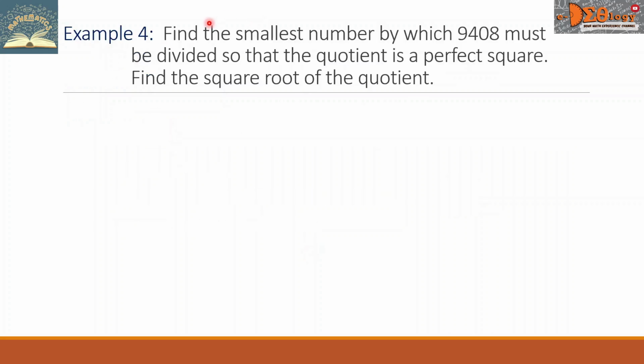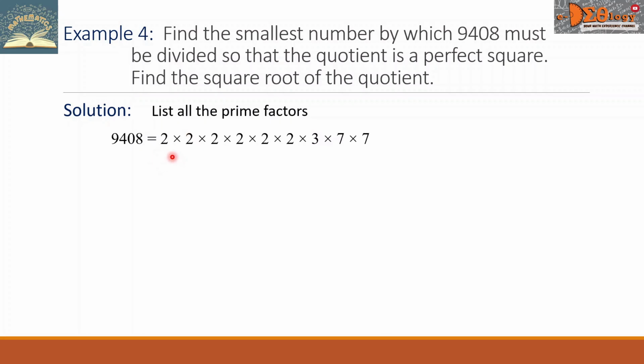Example 4. Find the smallest number by which 9,408 must be divided so that the quotient is a perfect square. Find the square root of the quotient. Let's write the 9,408 here. Then we write the prime factorization. So we have 2 times 2 times 2 times 2 times 2 times 2 times 3 times 7 times 7.